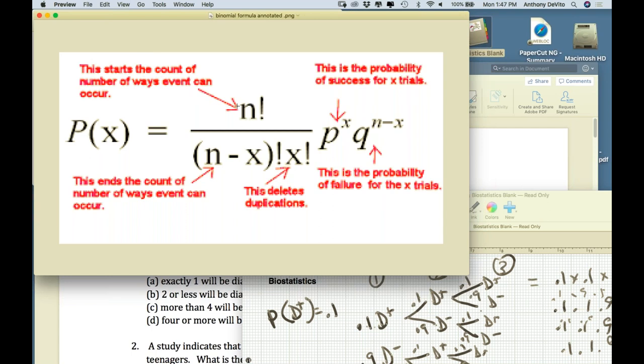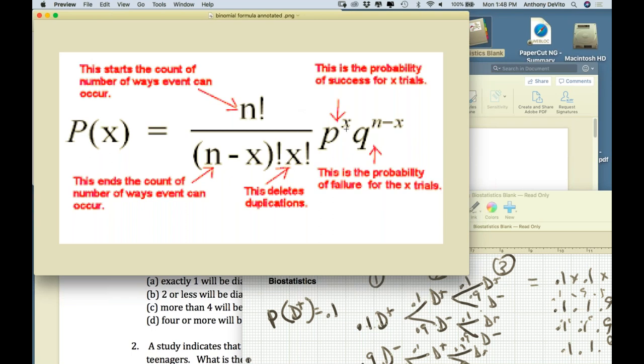This is the number of ways that the event can occur. In other words, that's kind of like sample size, right? That's 100 people, right? So N factorial, what does factorial mean? That means that number times the number below it, times the number below it, like 100 times 99 times 98 times 97, and so on and so forth. Okay, and what do we have down here? The count, the number of ways the event can occur. That's N minus X, which is 100 minus 12, which is 88, which is 88 times 87 times 86, and so on and so forth. And then here we have this deletes any duplications that are involved here, okay, which is then it's going to be 12 times 11 times 10 and so on and so forth.